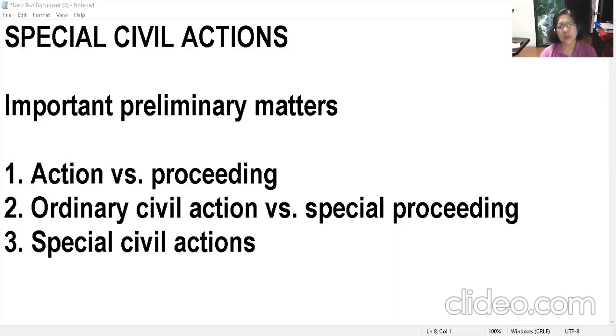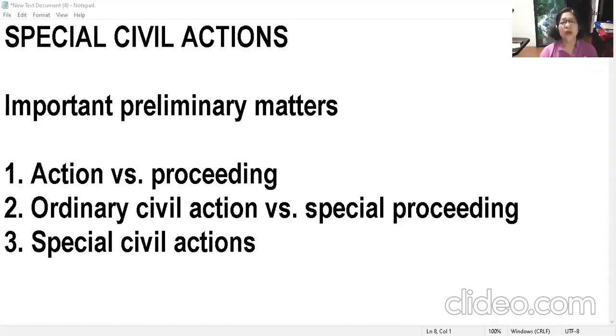Now, it is also important for you to remember that because of that difference between these two types of proceedings or actions, the parties are also different. So do not confuse them. A plaintiff is the person who has a claim in an ordinary civil action. Okay? Hindi complainant, plaintiff. That's what the law provides. And a defendant is a person against whom the claim is made in an ordinary civil action, hindi respondent.